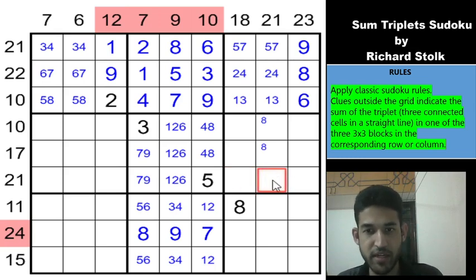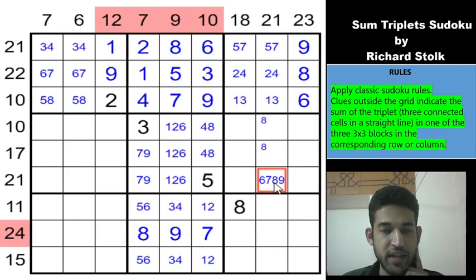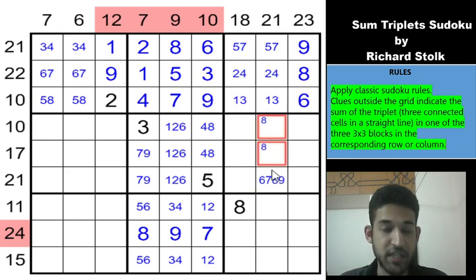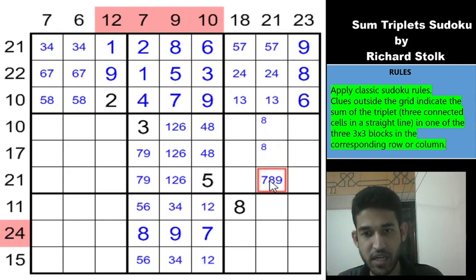Let me write the possibilities there. So suppose these 3 cells sum up to 21, so this can only be 6, 7, 8 or 9. Anything less is not possible. If you have 6 here, then these 2 cells must sum up to 15 and these 2 cells must sum up to 15. Not possible, right? Because 15 can be achieved in 2 ways, 6 plus 9 or 7 plus 8, but you have the 6 already here. So 6 is eliminated.